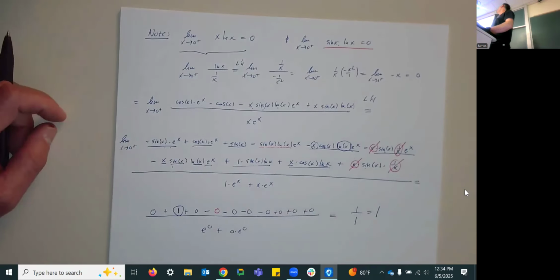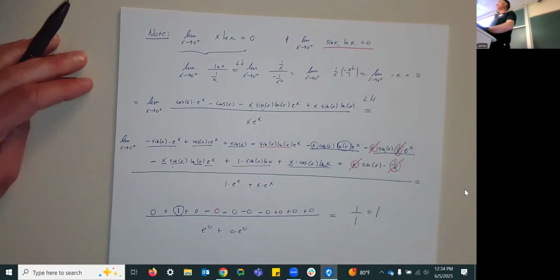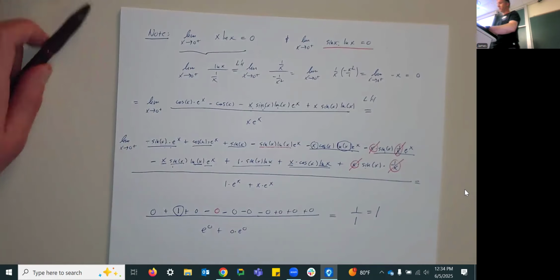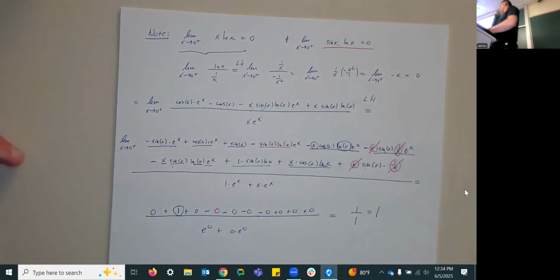And oh my God, might be the worst limit I've ever seen. And I've seen a lot of limits. And this is truly, truly heinous. Definitely not a viable test question in any way, shape, or form. Unless they gave you the graph and said, evaluate this limit by looking at the graph.